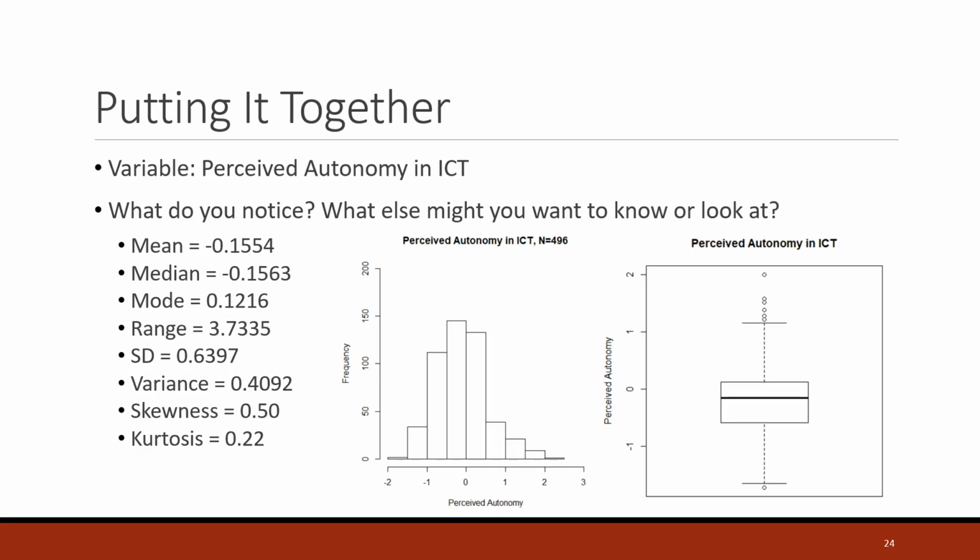Okay, so let's put this all together then. Here's a new variable: perceived autonomy in ICT, Internet, Computers, and Technology. So what do you notice from what's presented here? We have the mean, the median, the mode, the range, standard deviation, variance, skewness, and kurtosis, and then we have a histogram and a box plot. Is there anything else that you would want to know or look at? Feel free to pause this video and think about how you would describe this variable, and then I'll point out a few things that I noticed or that I might want to know in addition to what's presented here.